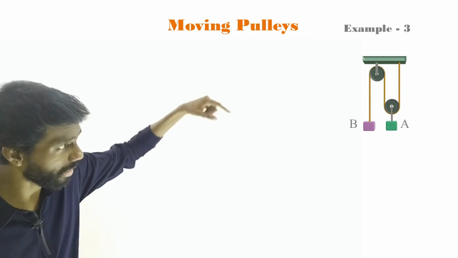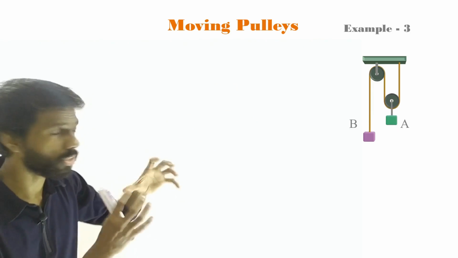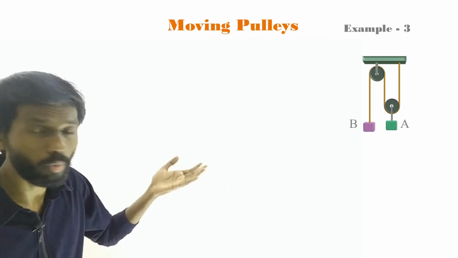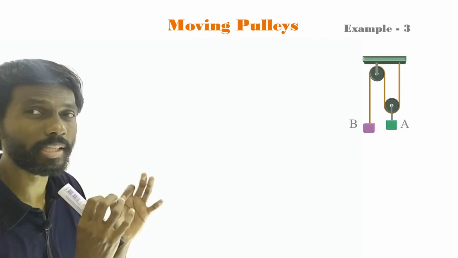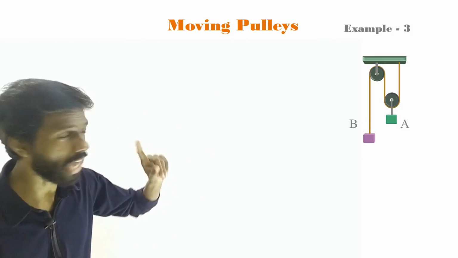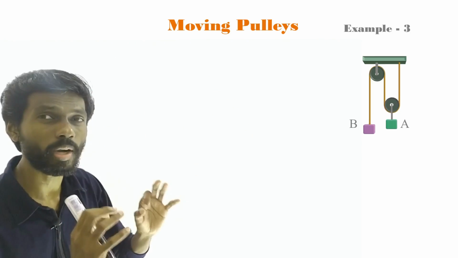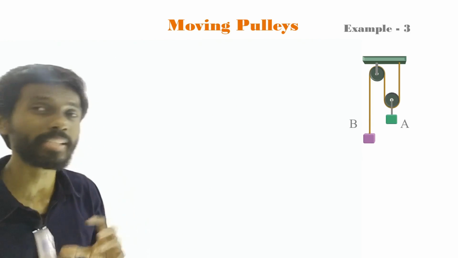That pulley is directly connected to the block A. So that means these two move together, right? When the pulley moves up by a distance of x units, the block A will also move up by the same distance. That means the acceleration of that pulley and the block A are equal. So the pulley and the block have the same acceleration.